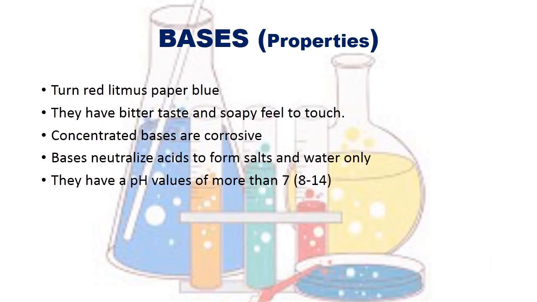Now we're going to be looking at the properties of bases. Bases turn red litmus paper blue. That's basically how you test for bases. They have a bitter taste and a soapy feel to touch. Concentrated bases are corrosive. Bases neutralize acids to form salt and water only. And bases have a pH value of more than 7, that is from 8 to 14.